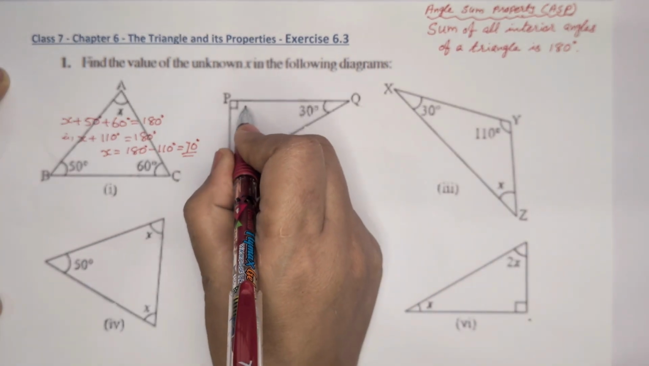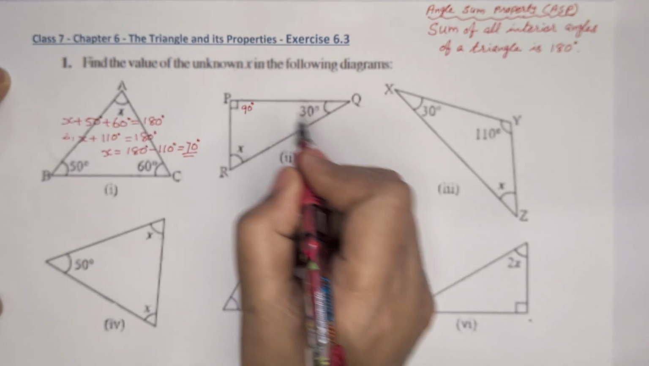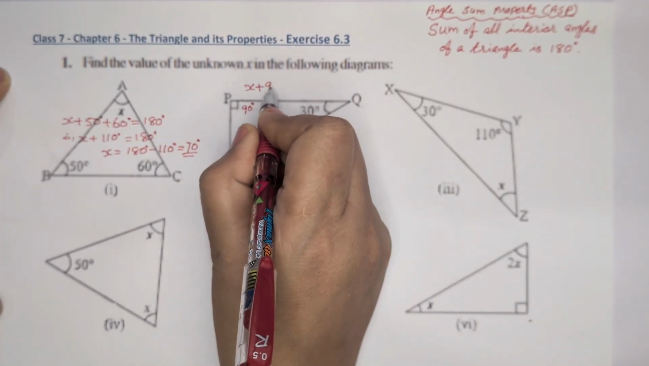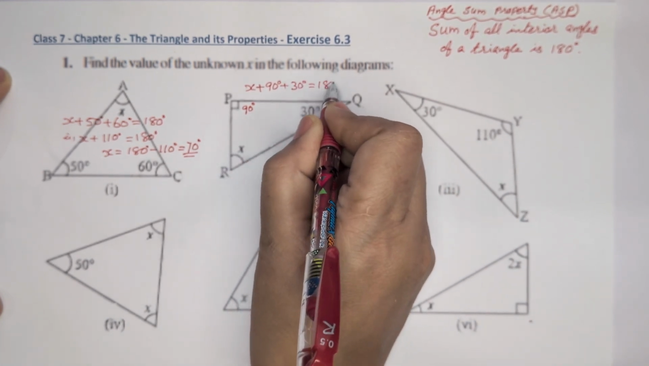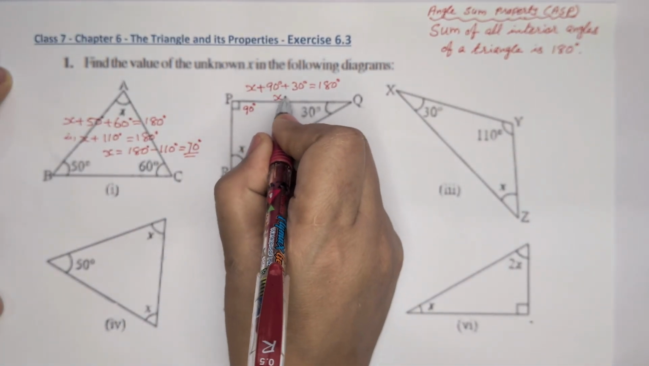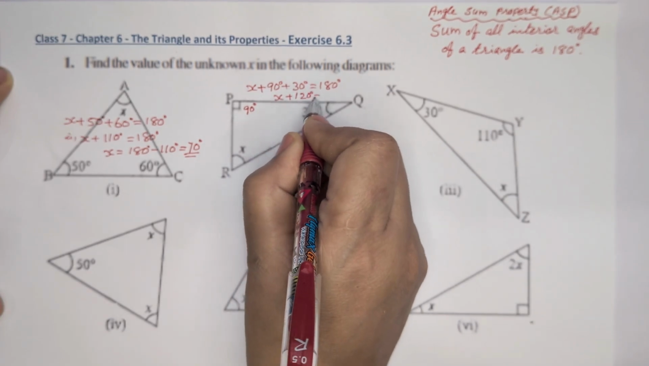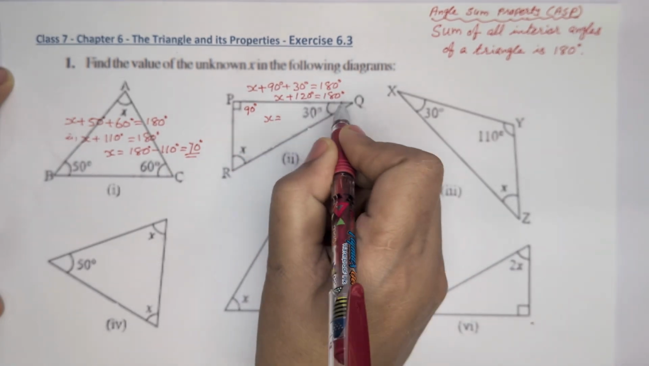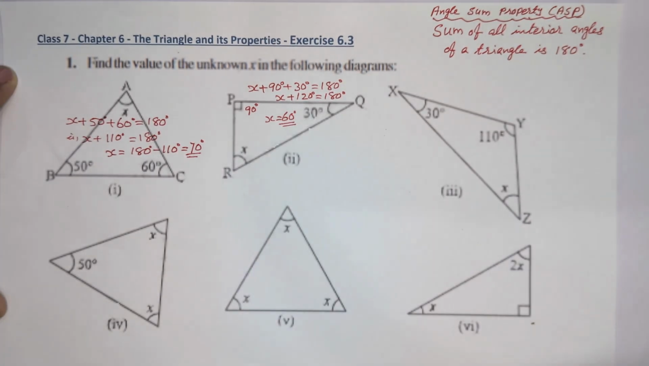Second figure, this is 90 degrees, a right angle. It is given the symbol, so that is 90 degrees. The other one is given 30 degrees. So we can write x plus 90 plus 30 is equal to 180. Sum of all three angles is equal to 180. That means x plus 90 plus 30, 120, is equal to 180. From that, x is equal to 180 minus 120. We will get 60 degrees.